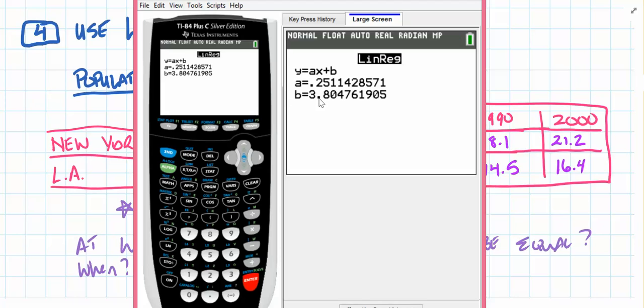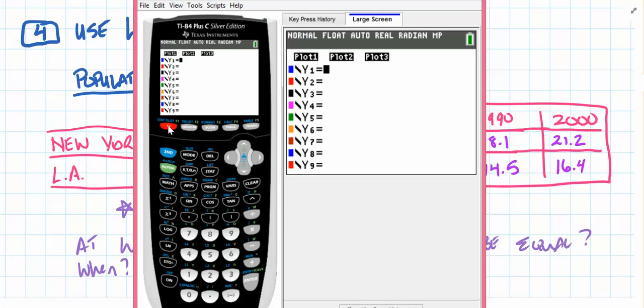Okay, now I've written them down. I'm going to actually go back and I'm going to graph each of those on the line. So I'm going to go 0.15x plus 12.9. This is going to be my regression line for the population of New York. And then I'm going to do 0.25x plus 3.8. That's going to be my regression line for Los Angeles, and then I'm going to hit graph, and I should see, ooh, look at that.